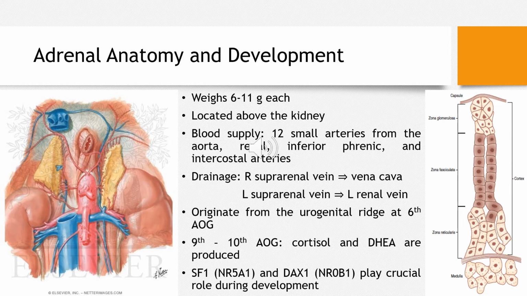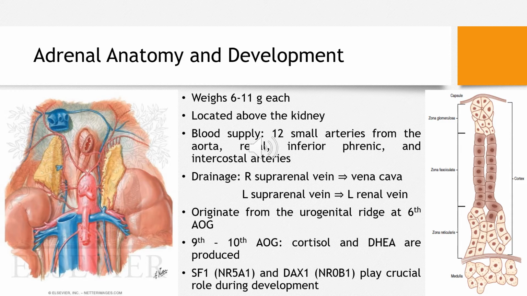We also have learned in anatomy that the right suprarenal vein drains directly into the inferior vena cava while the left suprarenal vein drains into the left renal vein. During the early embryonic development, the adrenals originate from the urogenital ridge and then separate from the gonads and kidneys at about the 6-week age of gestation. Concordant with the time of sexual differentiation, that's around 7 to 9 weeks age of gestation, the adrenal cortex starts to produce cortisol and the adrenal sex steroid precursor DHEA or dehydroepiandrosterone.